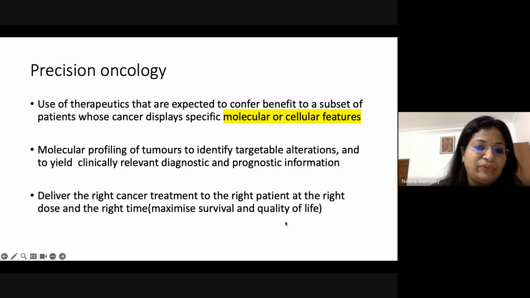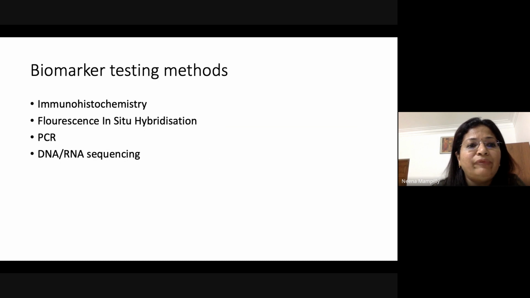So, now we are shifting from chemotherapy to antibody therapy. So we have these biomarkers that we routinely test on our tissues, and we have the methodology for biomarker testing. We have immunohistochemistry, we have fluorescence in situ hybridization, polymerase chain reaction, and the DNA RNA sequencing.